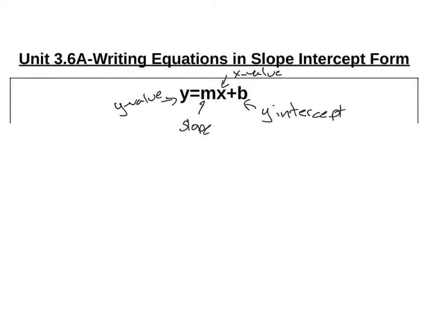Now, also with this, the slope will sometimes be referred to as your rate of change. Okay, that's going to be more important when we start talking about some of the word problems, where your b is typically going to refer to your initial value or your starting point. So when we look at some of those word problems, you're not going to see them called slope and y-intercept. You're going to be looking for rate of change and initial value. All right, let's take a look at a few examples.